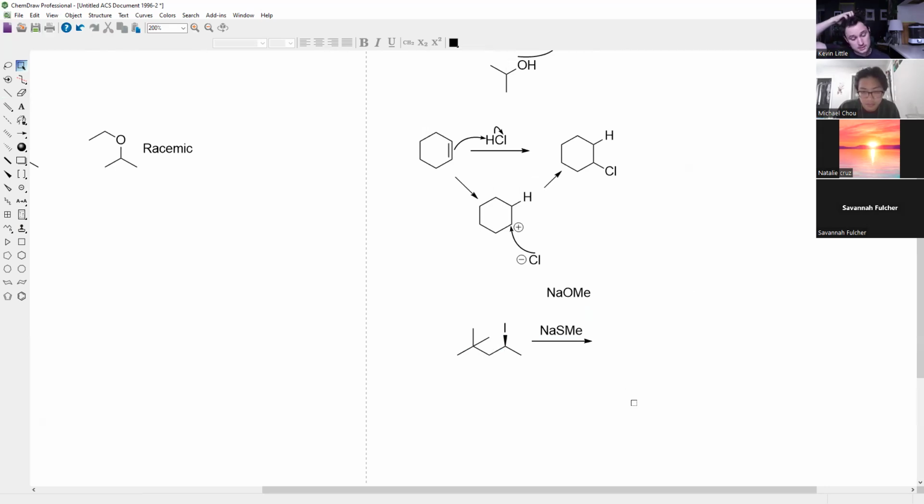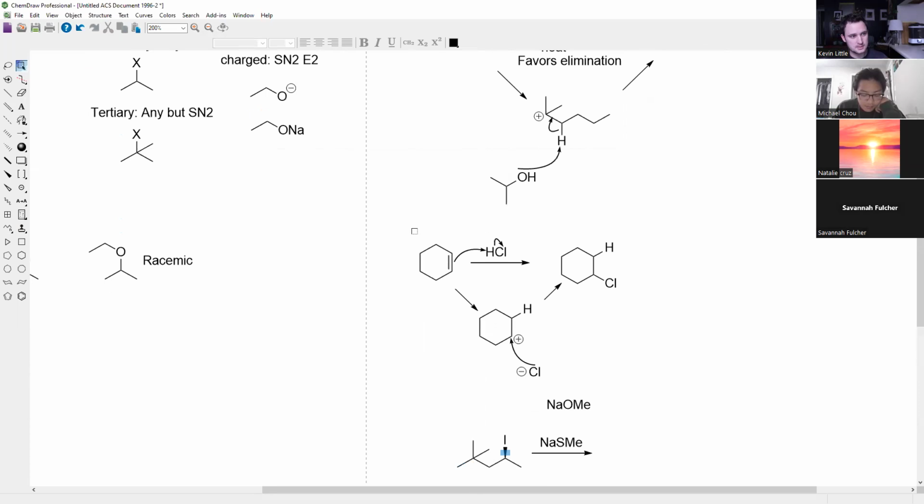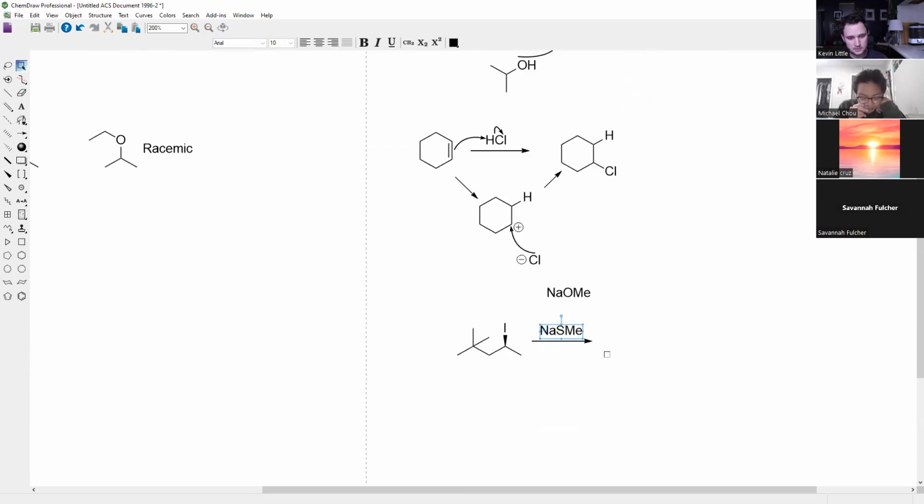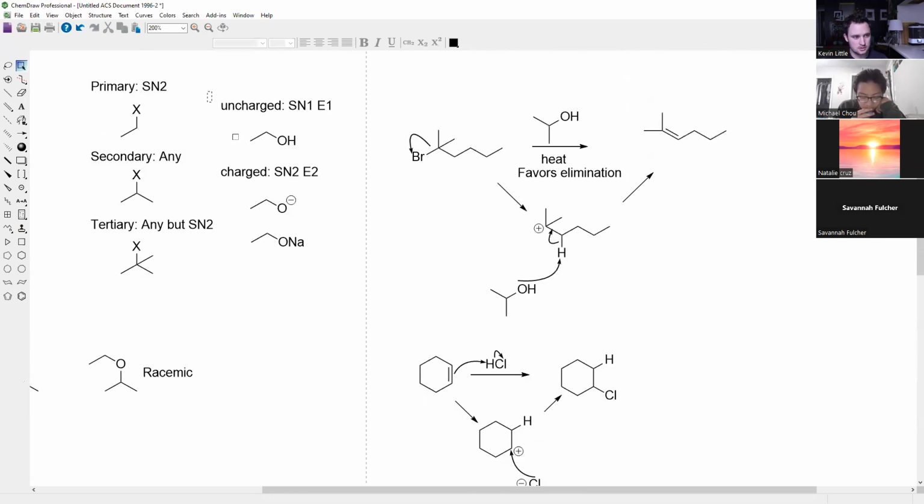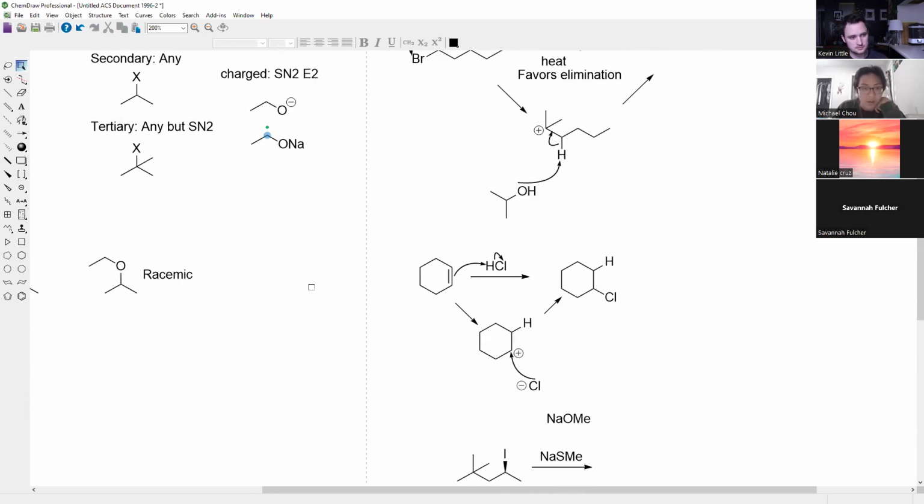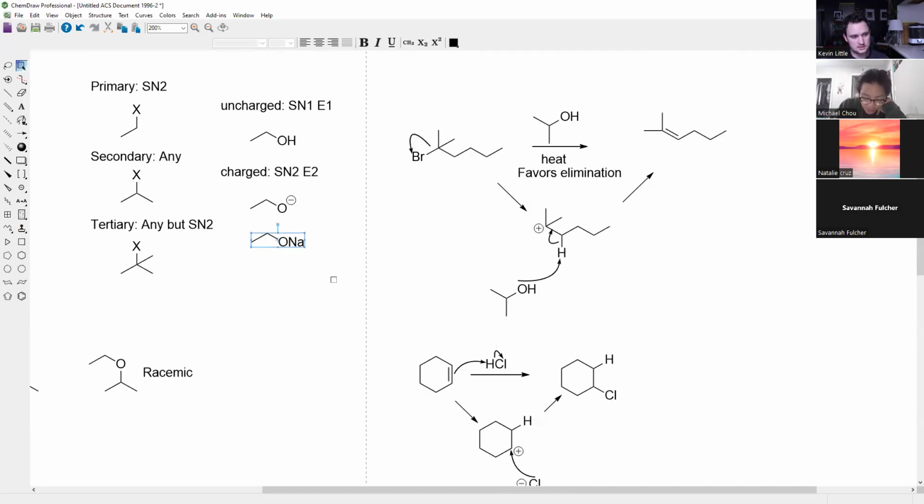Since my electrophile is an alkyl halide, I'm asking a few questions. First question, what kind of alkyl halide is it? Secondary, which means that I have any possibility. What is my nucleophile like? Is it charged or uncharged? Oh, it's charged, negative. There's the sodium on it, so it fits in this charge category.